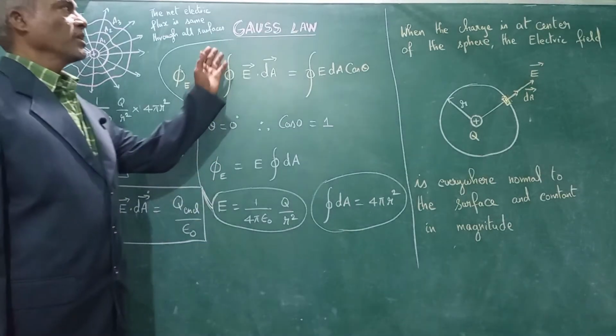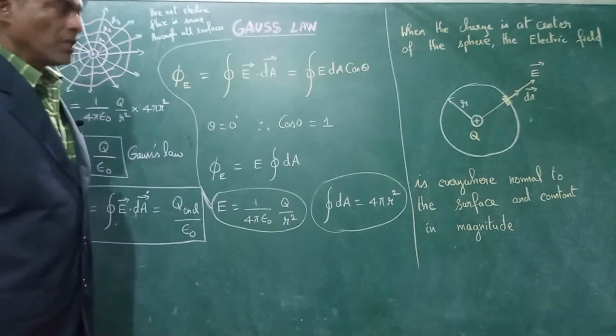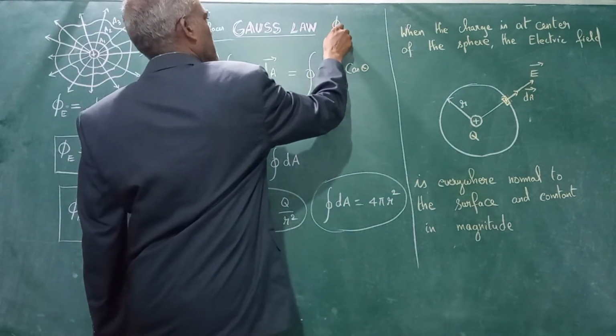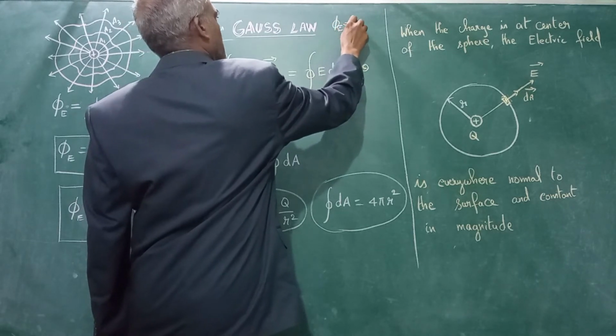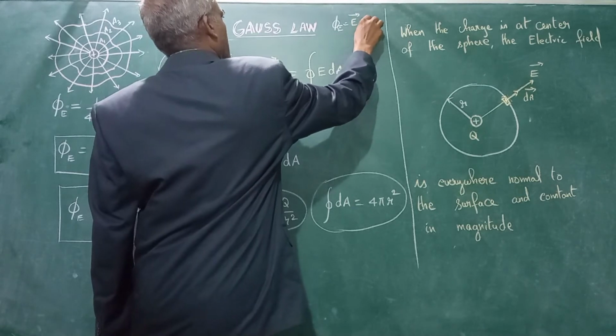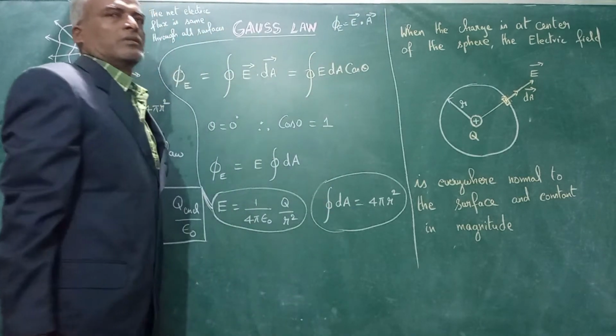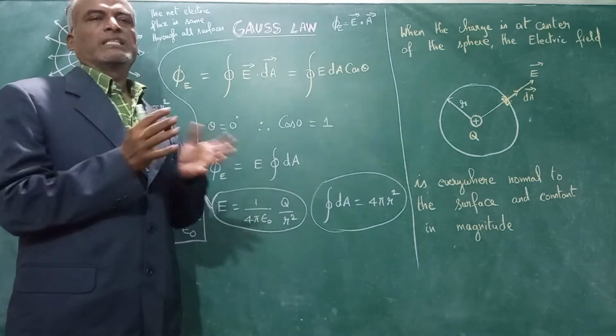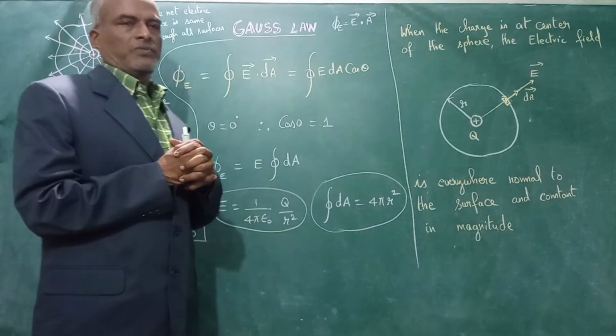So today's topic is about Gauss law. Generally, we know the formula for the electric flux, which is equal to the electric field dot product with area. But in today's topic, we are going to consider a spherical surface.